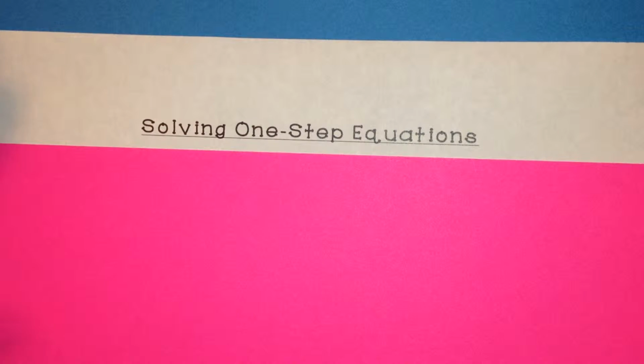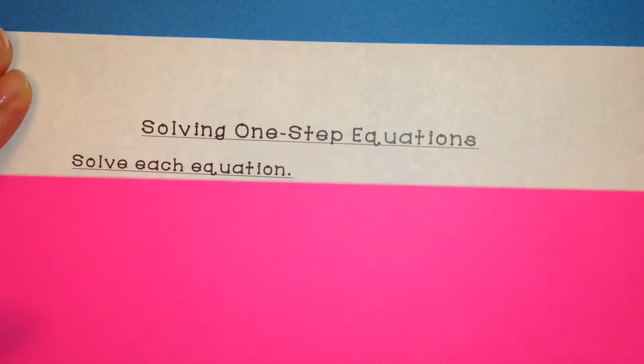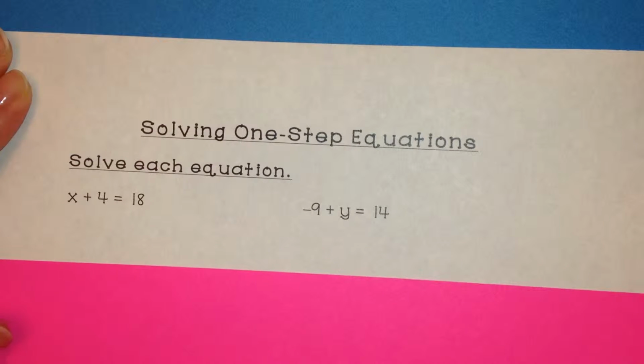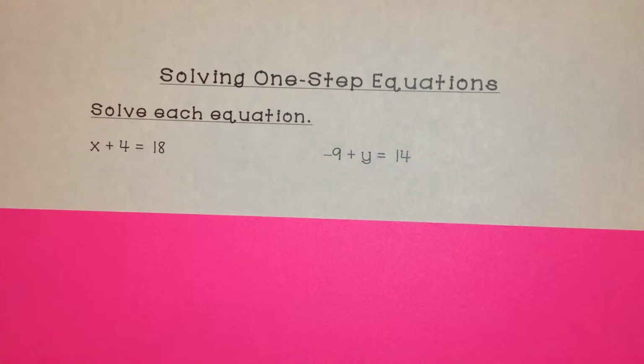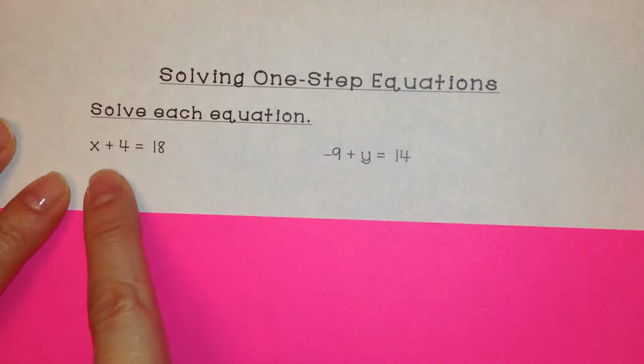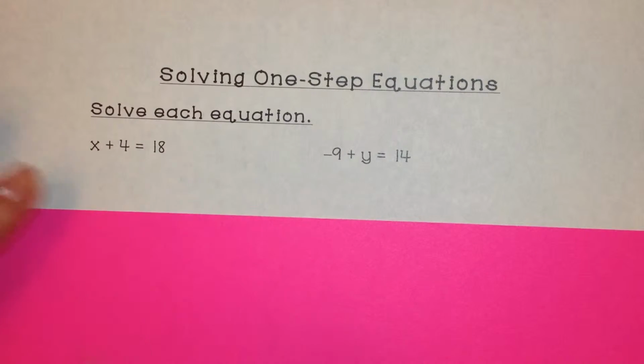This video is about solving one-step equations. So we're going to solve each of these equations. The ultimate goal is to get x or y, any variable, on one side of the equal sign all by itself. So in this first one, we have x plus 4 equals 18.